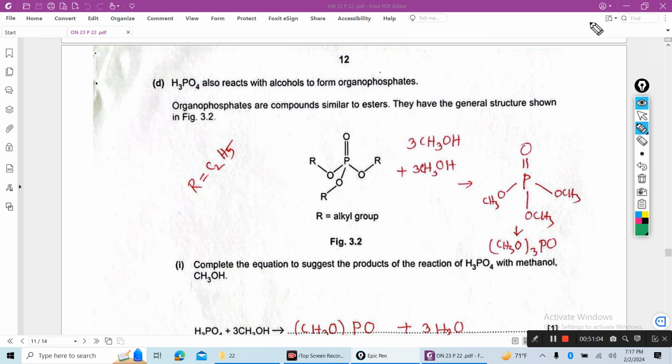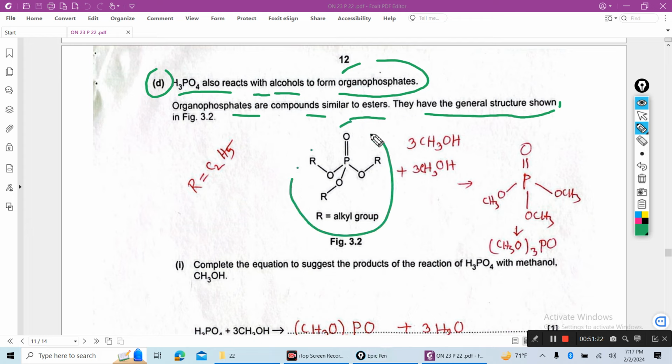Okay, now number D, phosphoric acid also reacts with alcohols to form organophosphates. Organophosphates are compounds similar to esters. They have the general structure shown here.